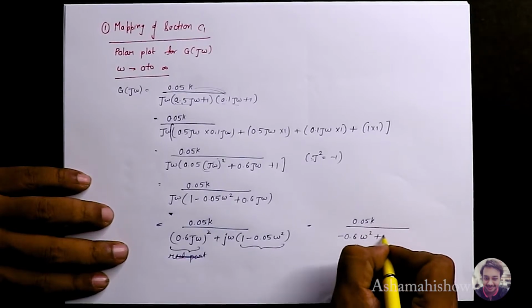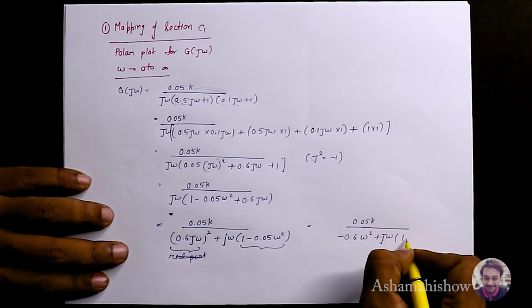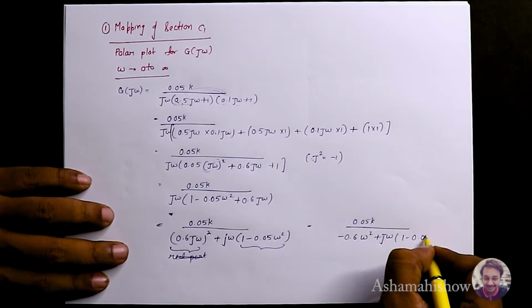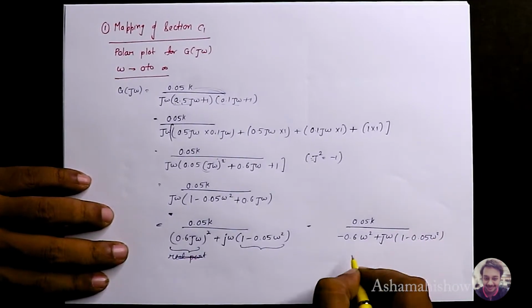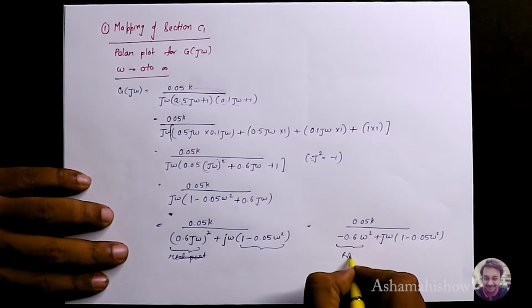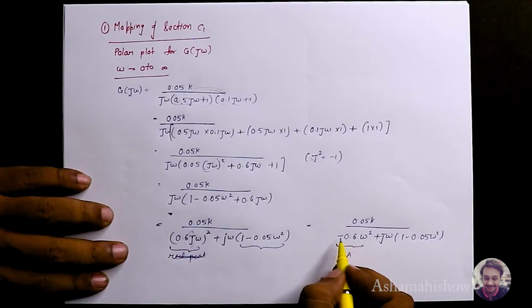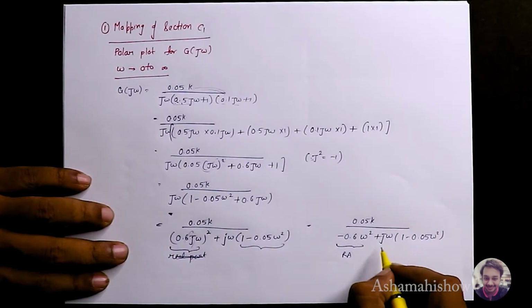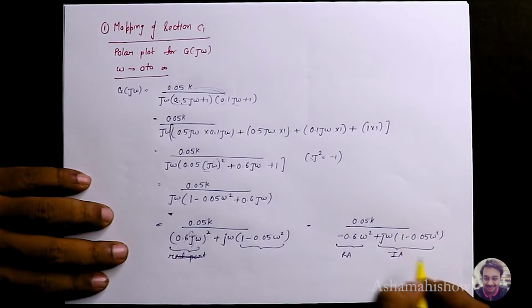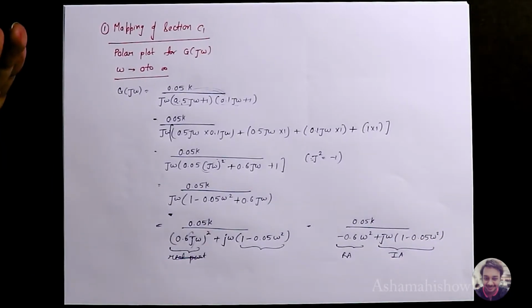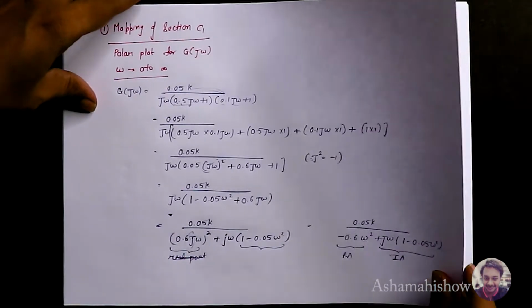This only takes time, it's not a problem. Some people say that this much working is very time-consuming. It's not. So now I got a real axis, because j square is minus 1, so the minus has come here and j is gone out, and this is your imaginary axis. Now I have separated both of them. Okay, now we'll go for the next one.